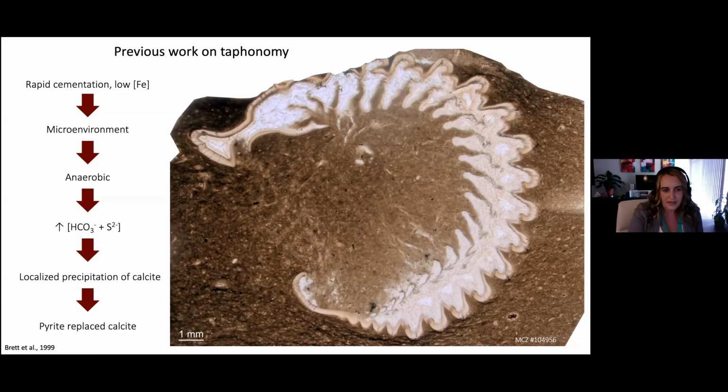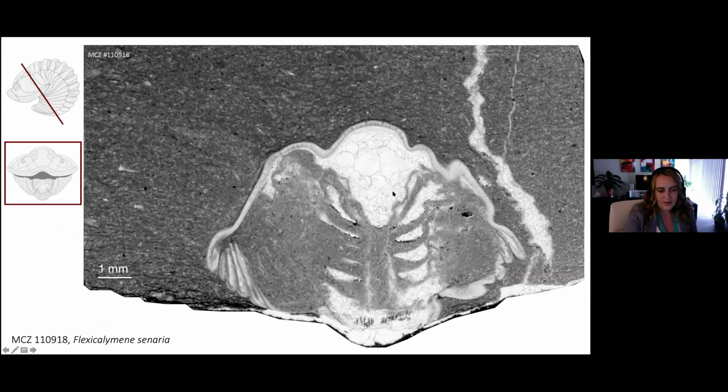So if this is the mechanism, I would expect calcite to be isolated to within the specimen, and that the pyrite would in some way be replicating calcite structures. Here we have a transverse thin section of a Flexicalymene. You can see the exoskeleton, the fibrous calcite, sparry calcite as usual, but here we have black outlining some of the calcite. So that is potentially the pyrite, but we also have a large calcite vein along the side, which also has potentially the pyrite in it.